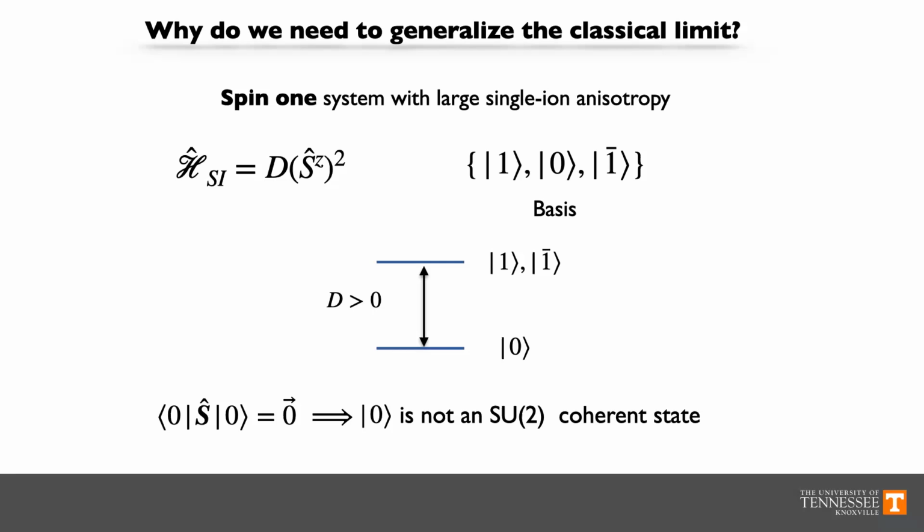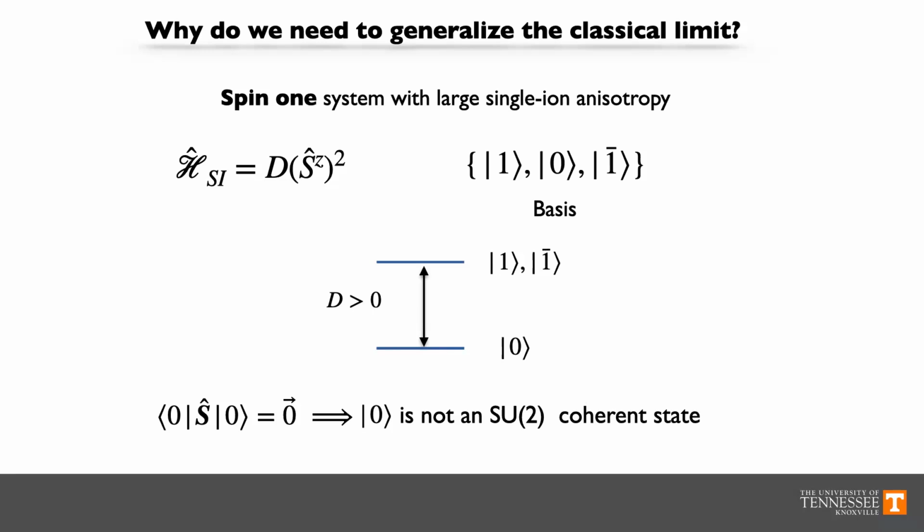Let's say we have a spin 1 system. And now the ground state, because this coefficient is positive, is the Sz equals 0 state. The two excited states are plus and minus. Clearly, if we compute the expectation value in this state of the three spin operators, we are going to get 0, meaning that this state is obviously not a coherent state of SU(2), right? We don't have a dipole moment in the ground state, so we don't know how to do small oscillations because there is no dipole to oscillate.